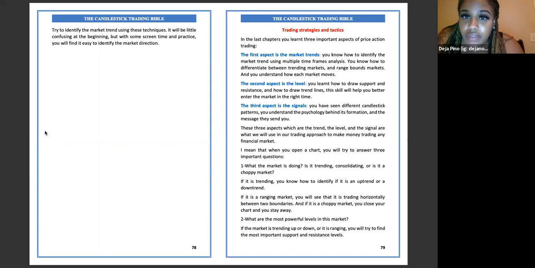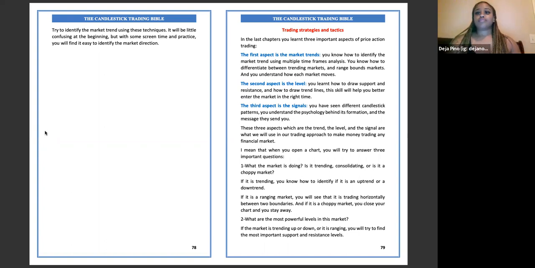It says you know how to identify the market trend using multiple time frame analysis. Correct. You know how to differentiate between trending markets and range bound markets, and you understand how each market moves. That second aspect is the level. You learn how to draw support and resistance levels. You know how to draw trend lines. This skill will help you become better at entering the market at the right time. The third aspect is the signals. Like I said, it's a candlestick. So you understand the psychology behind this formation and the message they send you.